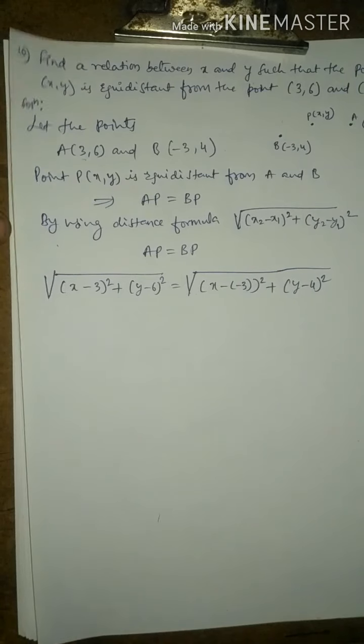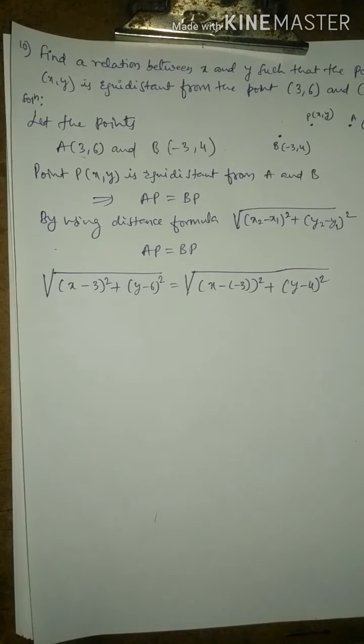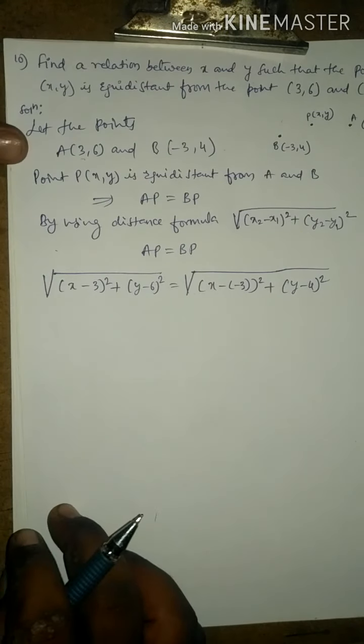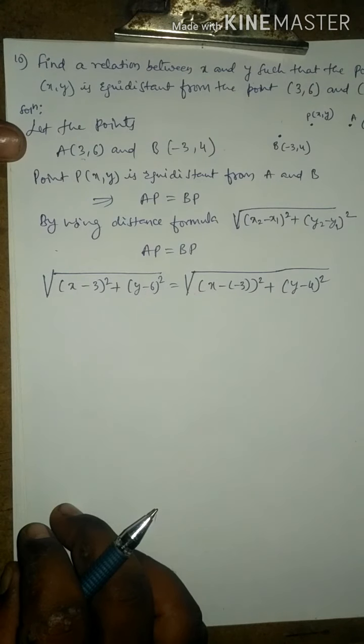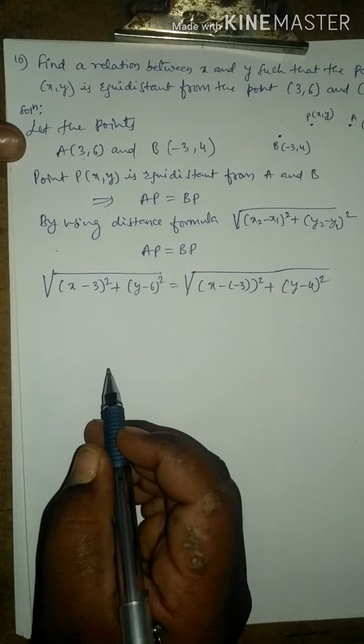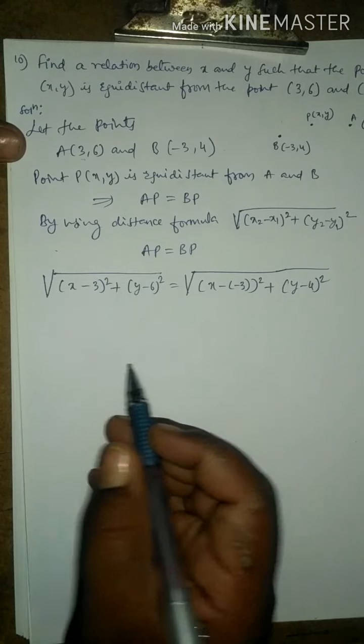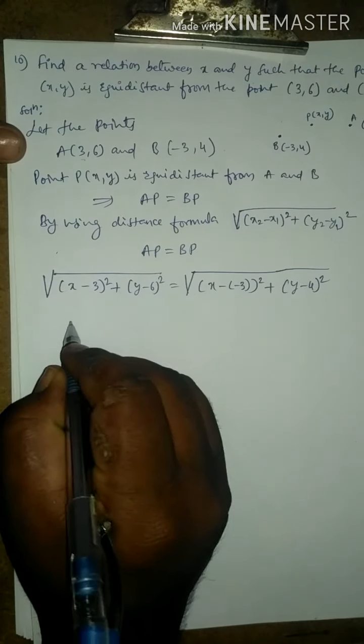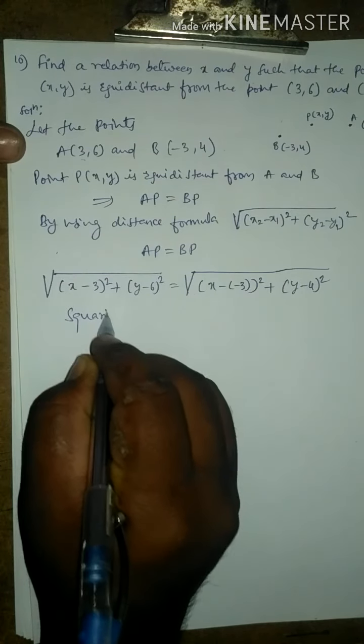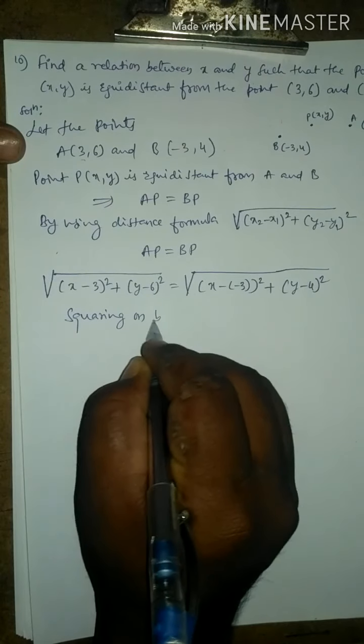Now here, before going to simplify, we have to remove the square roots from the LHS as well as the RHS. To remove square roots from the LHS as well as the RHS, what we have to do? Squaring on both sides.